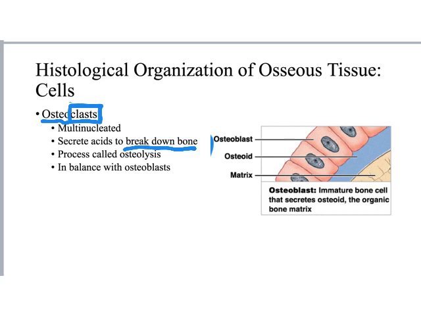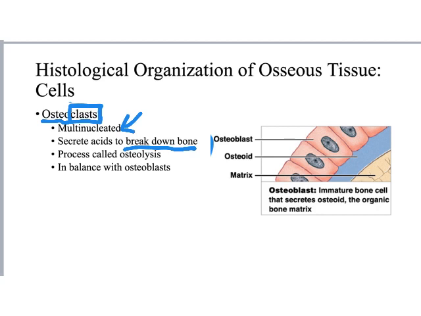Another unique characteristic of these osteoclasts is that they are multinucleated. We're only going to find a few cells in the human body that have more than one nucleus, and osteoclasts are one of those.